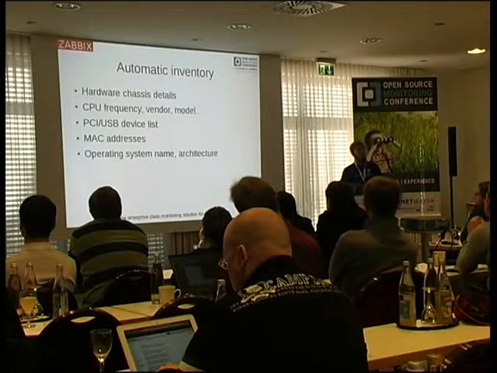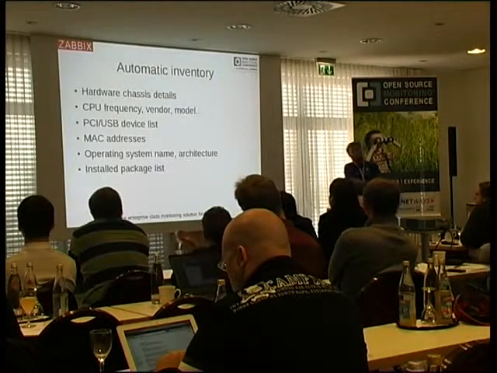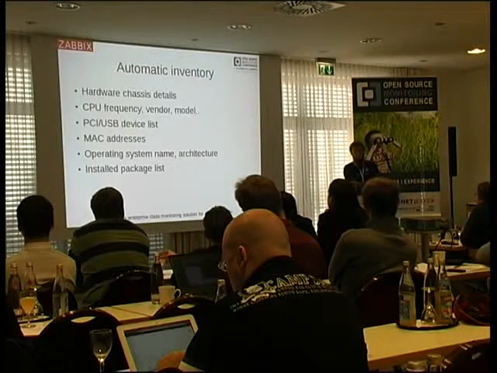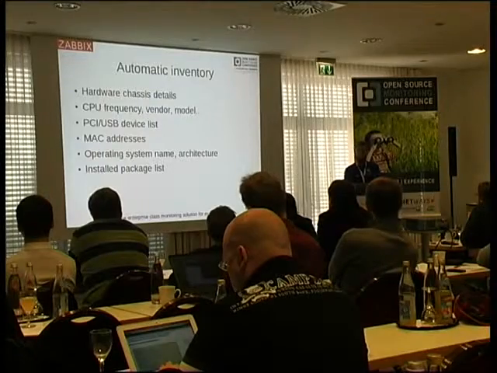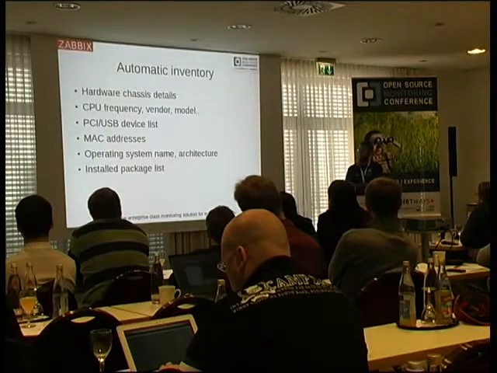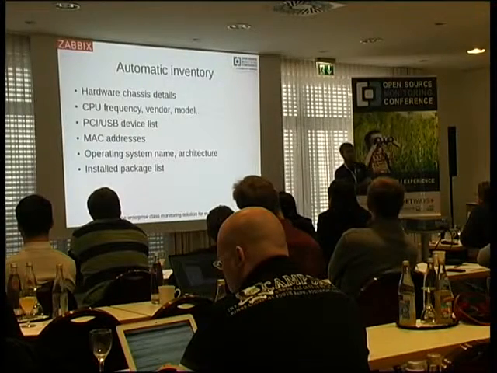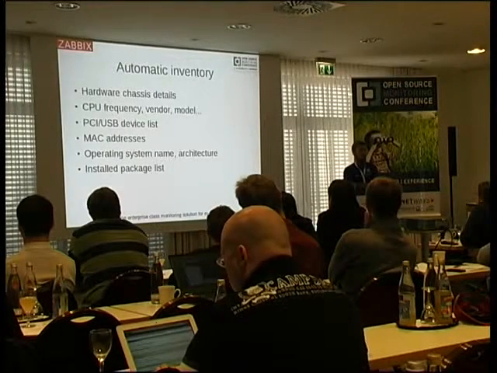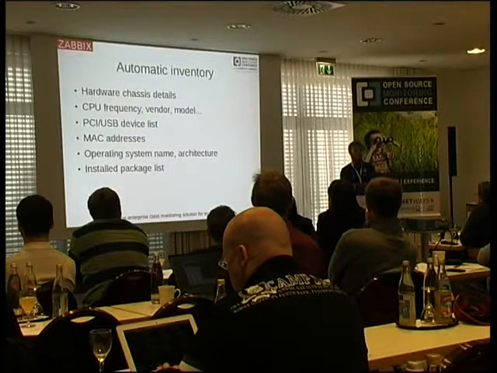All kind of details about the operating system, about the architecture, and also it's possible to get the list of the installed packages if you'd like to monitor whether some package is installed or is not installed in all of your systems. Currently, Zabbix agent supports RPM, DPKG, SlackPKG, and Pacman from Arch Linux. So 4 packaging systems. We might consider adding support for more, but currently these seem to be enough.